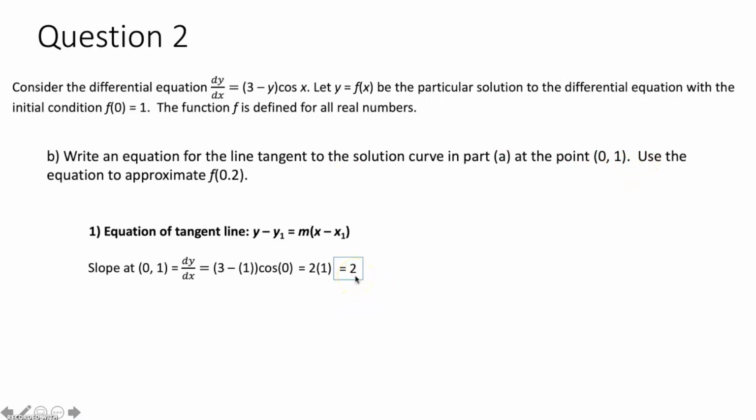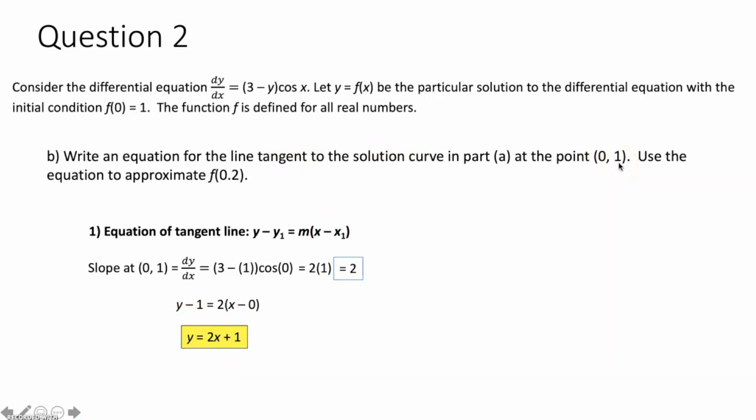Meaning, to create the equation of this tangent line, all we have to do is plug in 2 for our m, plug in 0 for our x sub 1, plug in 1 for our y sub 1. Now recall that on the AP test, they prefer to have your equation of your line where it's just y equals. So you could either just add 1 to the other side, or you could distribute the 2 and then add 1 to the other side to create slope-intercept form, and you end up getting y is equal to 2x plus 1. This would be the equation of the line tangent to your solution curve at the point (0, 1).